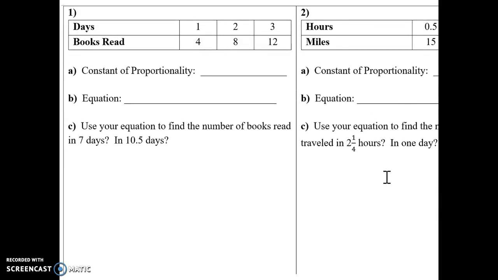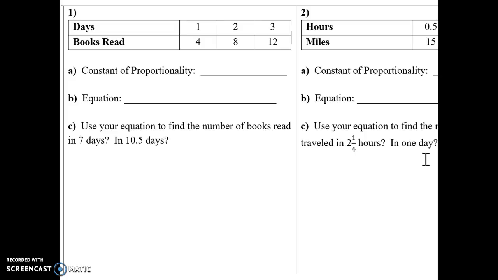So number one, we have a table here, days and books read. For 1 day it's 4 books read, 2 days is 8 books read, 3 days is 12 books read. If we were thinking of a story that this table is telling, we could say something like, in 1 day Jimmy reads 4 books. In 2 days Jimmy reads 8 books.